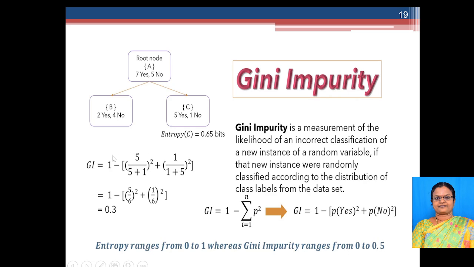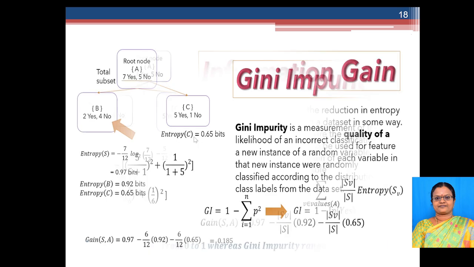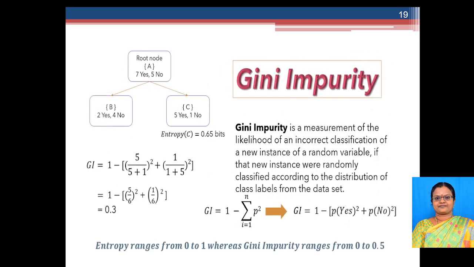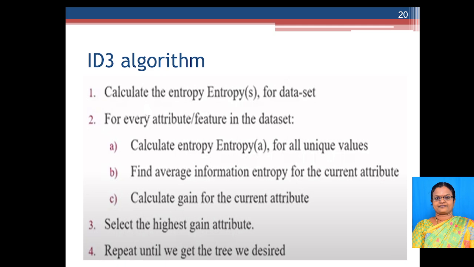In our case, again we know from the previous calculation that the entropy of C is 0.65 bits. So let's focus on the node C alone. The number of yes here is 5, and the number of no is 1. Let us apply this formula: P of yes and P of no, that is 5 divided by 5 plus 1, and 1 divided by 1 plus 5. So finally I ended up with 0.3. This is the value for Gini index. Entropy ranges from 0 to 1 as I told you already, whereas the Gini impurity value ranges from 0 to 0.5. So let us see the steps involved in ID3.